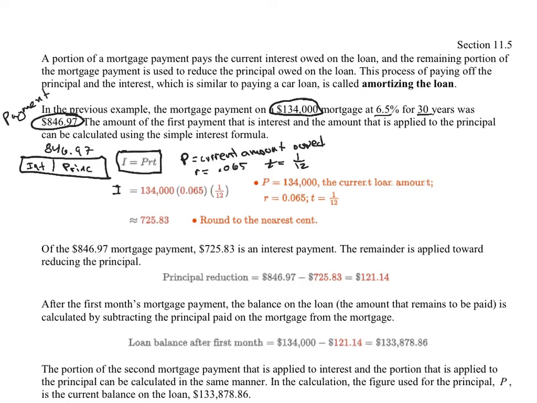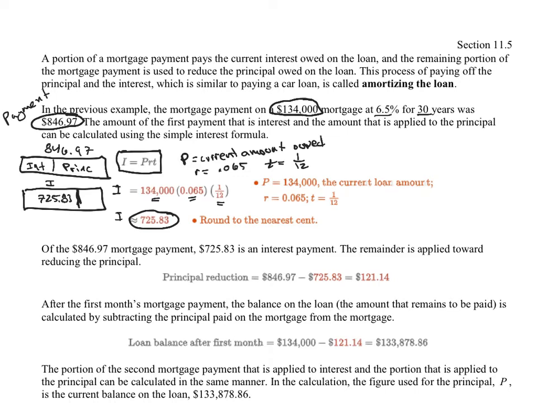So let's look at this right here. For the first month, I owe the entire mortgage balance, which is $134,000. My interest rate was 0.065, which is 6.5%. The time was 1 month, so I have 1/12. So that means the first month, if I round to the nearest cent, I owe $725.83 in interest only. So let's go back and look at that picture. It seems to me like this picture I was drawing before is not even remotely accurate, because of the total $846, it looks like $725.83 goes towards interest alone.